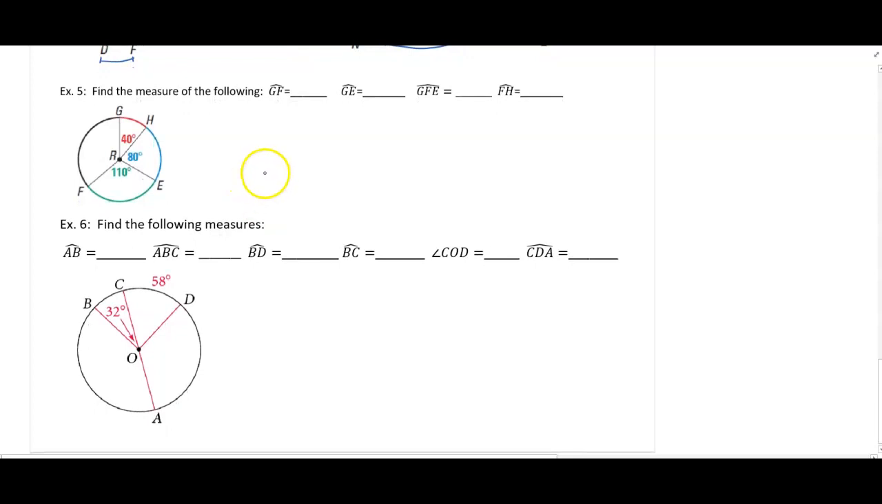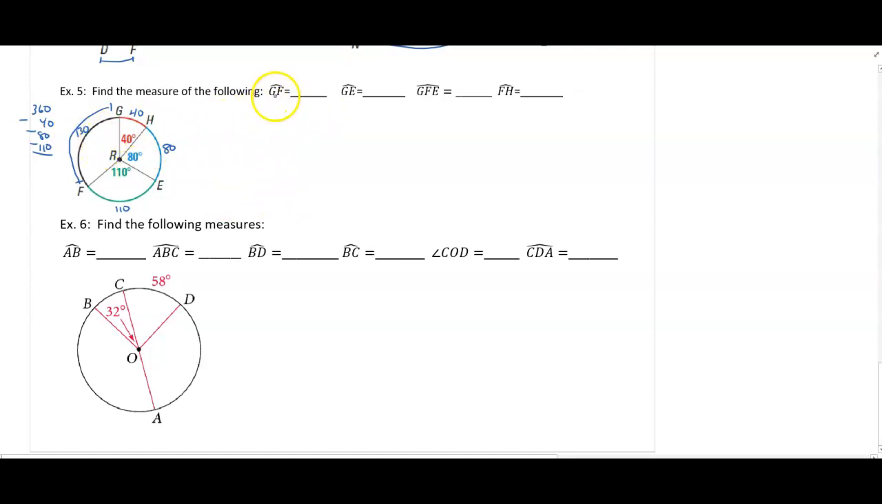Example 5, not much more difficult, right? But what I like to do is find the measure of all the arcs right away before I even answer any questions. So if that's 40 degrees, that's 40. If that's 80, that's 80. If this is 110, this is 110. So now to find this arc from G to F, I'm going to do 360 minus 40 minus 80 minus 110, right? And if I subtract those, that would give me 130 degrees. Okay?